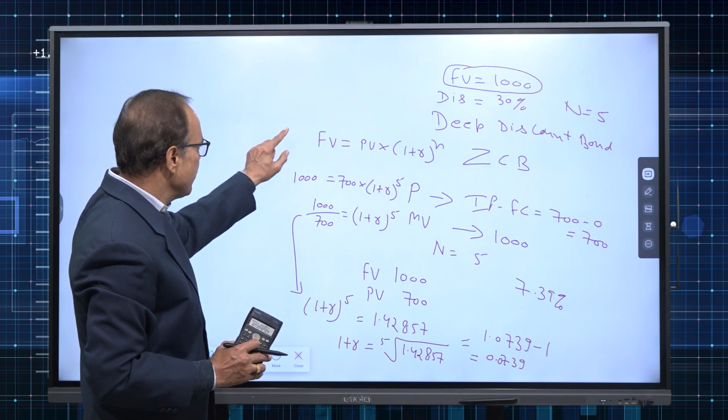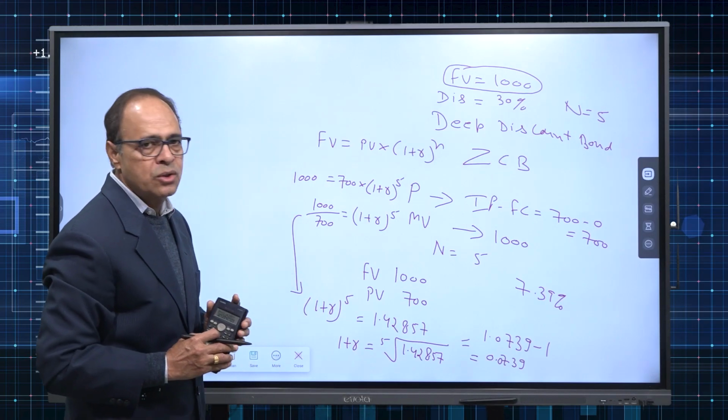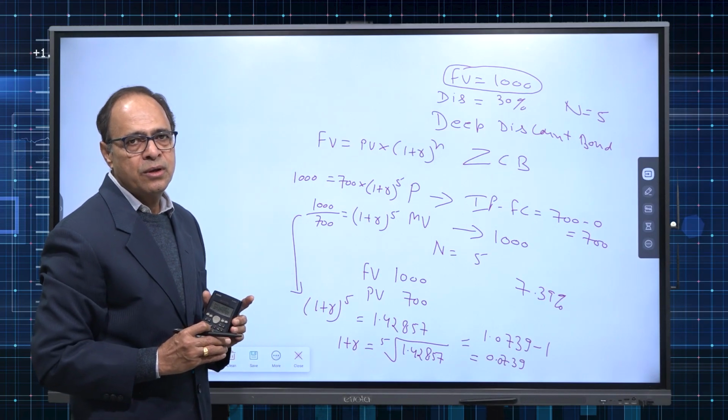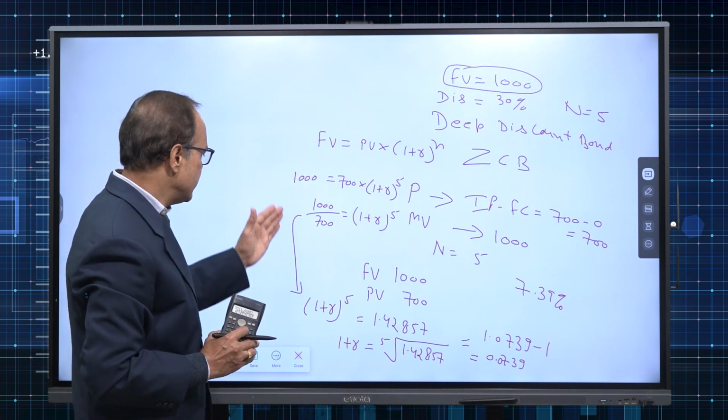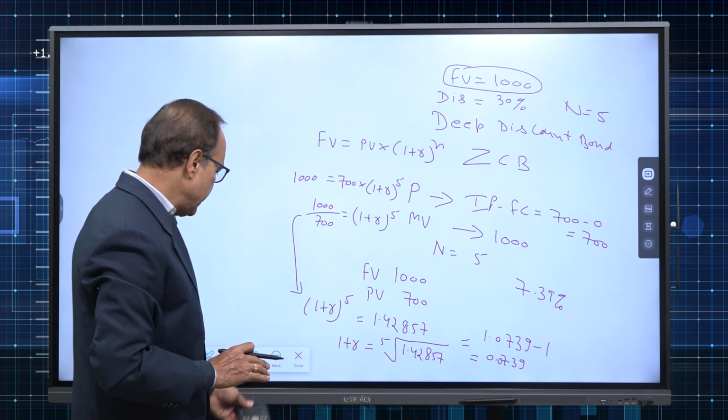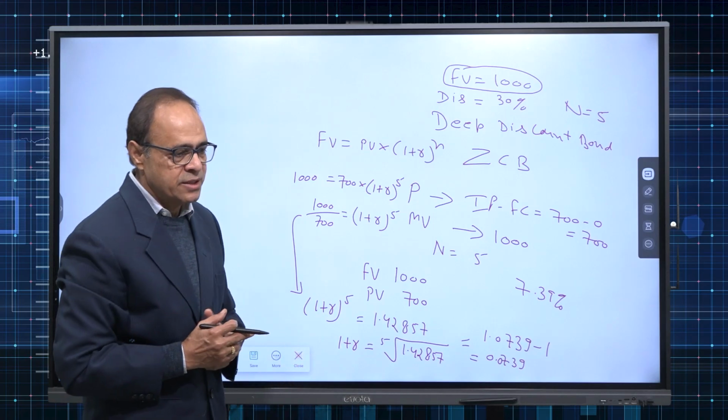So always remember, this fundamental can be used to calculate cost of deep discount bond or ZCB, which is zero coupon bond. So that is the way we work out different types of costs in case of debentures.